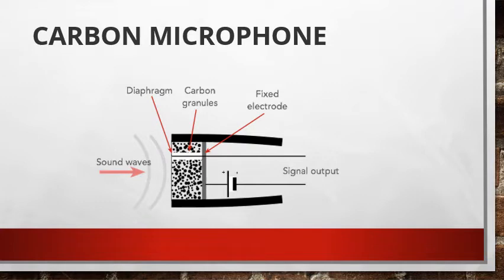There are several types of microphones available in the market. We are going to see some of the microphones over here. The first microphone we are going to see is the carbon microphone. The carbon microphone is not widely used these days, but it has been included here more for the sake of interest and completeness. The carbon microphone was developed in 1870 by Englishman David Edward.